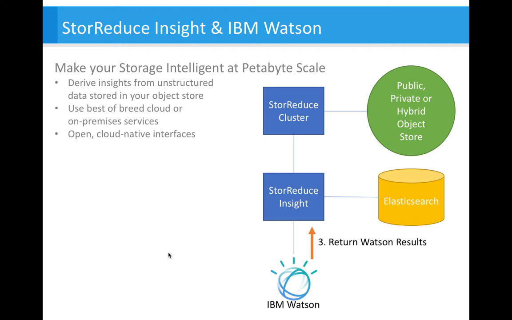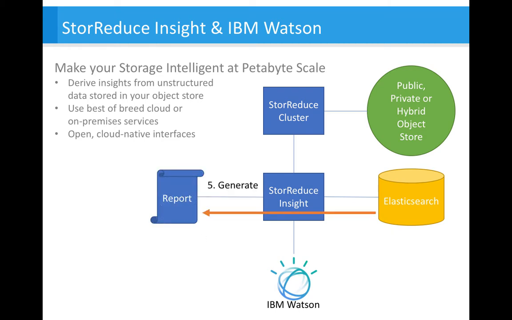Watson returns its results, and then StorReduce Insight stores the metadata and the results from Watson into an Elasticsearch cluster. This is a tiny amount of data per object. We can then generate reports from this metadata, in this case showing the tone of specific documents. And this will allow you to gain valuable insights from your data, meet compliance needs, and do this at the scale of your object store.